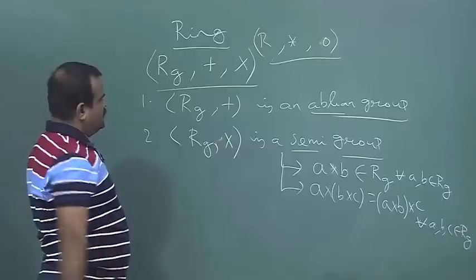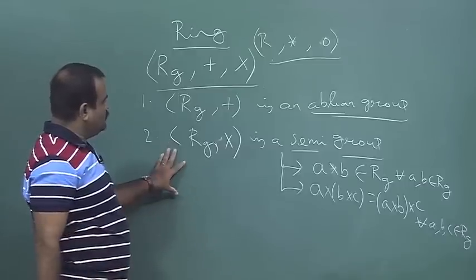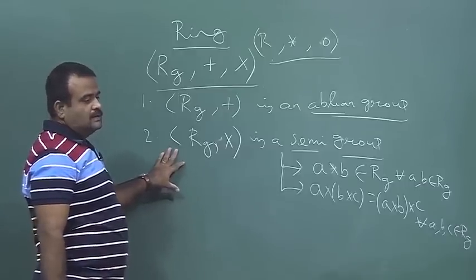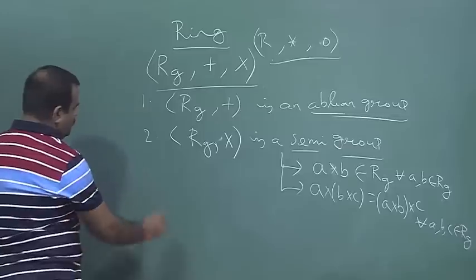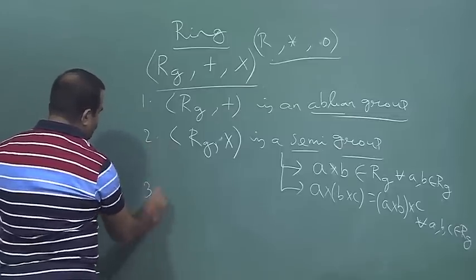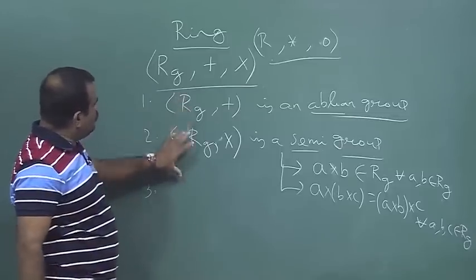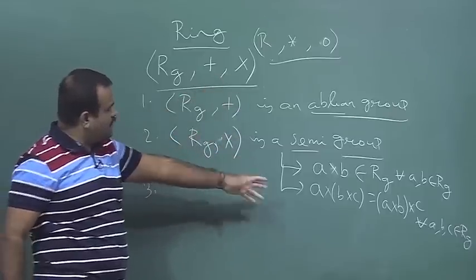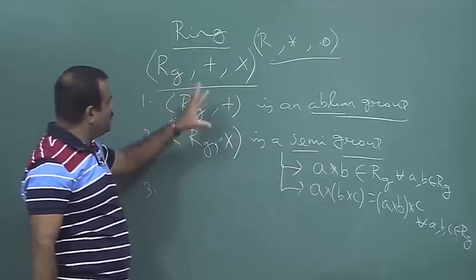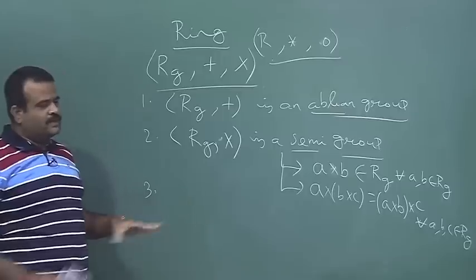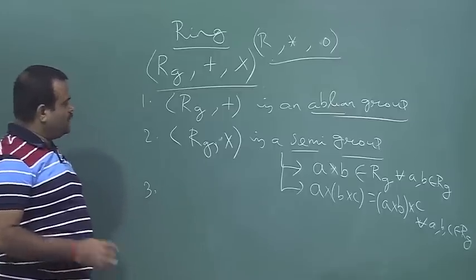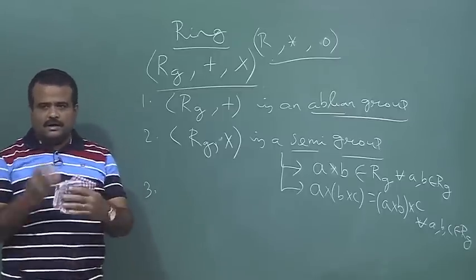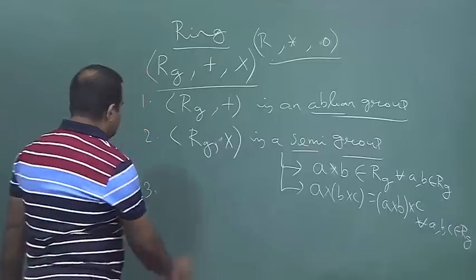If this is satisfied, then we call this a semigroup, and then along with some property which is related to both. So far there is no combination of these 2 operators. So far we have been dealing with these 2 operators independently. Now, this property is telling the distributive property, which involves both together.